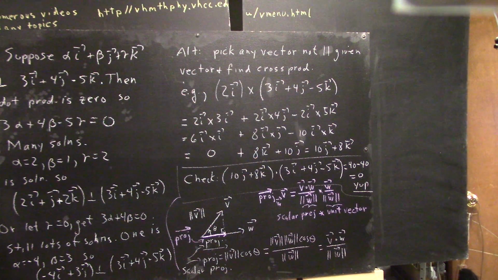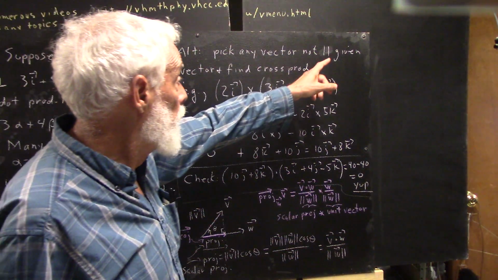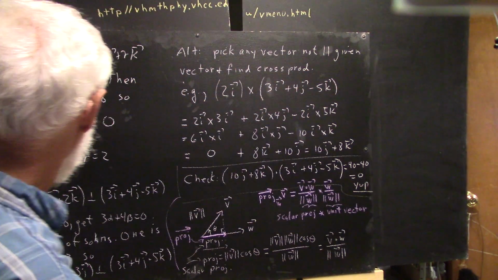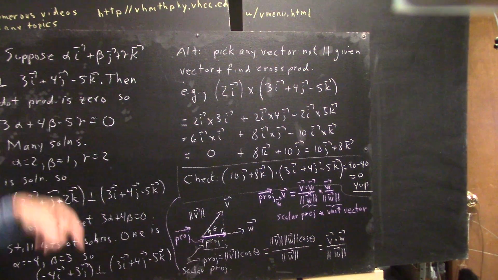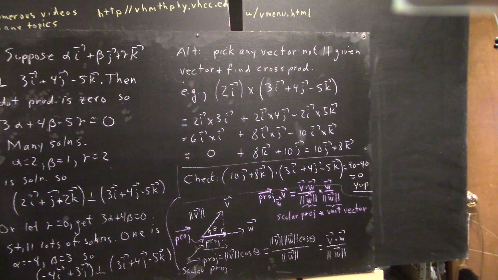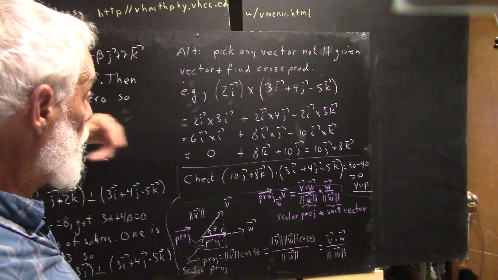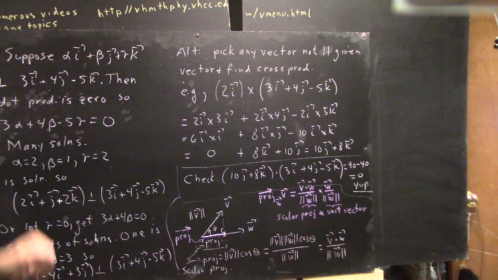Okay, an alternative way to find a vector that's perpendicular to this one, which anticipates what we're doing in the next section, section 2.4, is to pick any vector that's not parallel to the given vector. The given vector was 3i plus 4j minus 5k. Pick any vector that's not parallel to that and find the cross product.